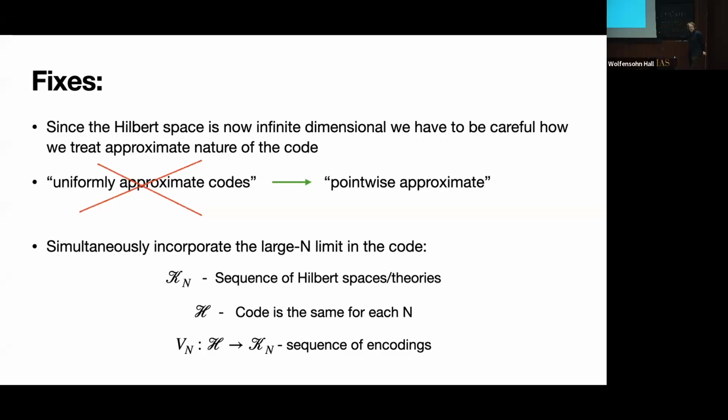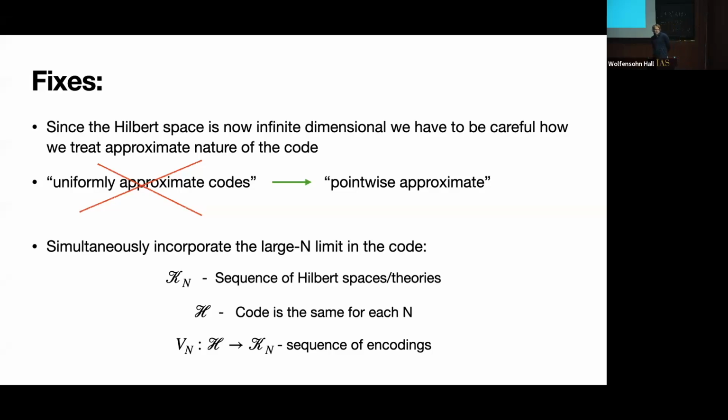And another thing that I'm going to build in, which comes out naturally from this, is that I'm going to simultaneously incorporate the large N limit in the code. So how do I do that? Well, I imagine I have a sequence of boundary theory Hilbert spaces. I'll call them kappa_n. They come from the sequence of CFTs that I imagine exists in my AdS/CFT setup. And H here is just the code.